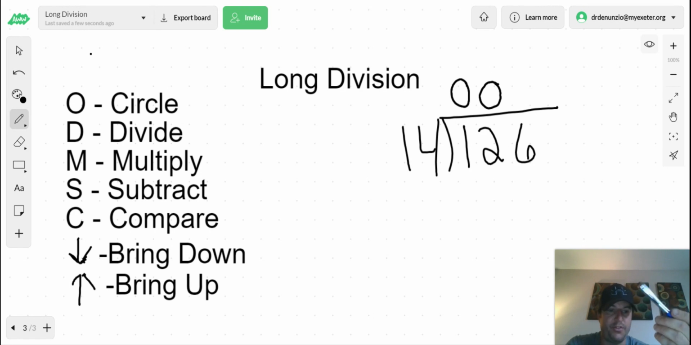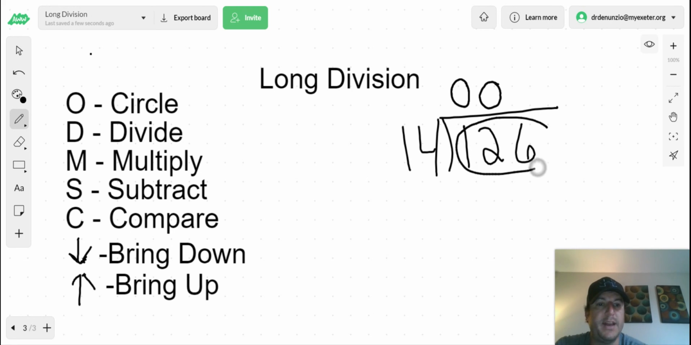This is like Swedish Fish or Sour Patch Kids, how I said earlier. If I had 126 Sour Patch Kids, how many groups of 14 can I make? That's what you're trying to figure out. So in this case, that's what the circle step stands for. You're showing that you can't make any groups when you only have 1. Can't make any groups if you only have 12. But you can make some groups if you have 126.